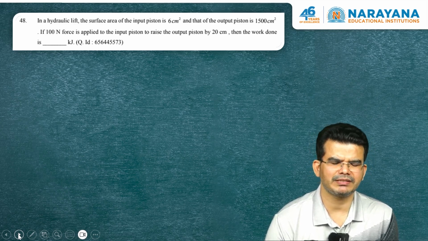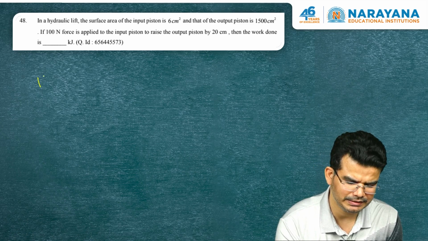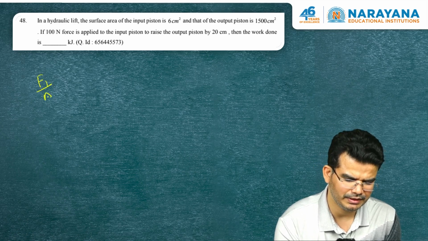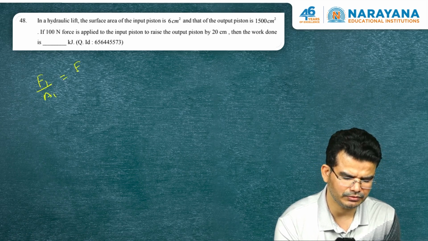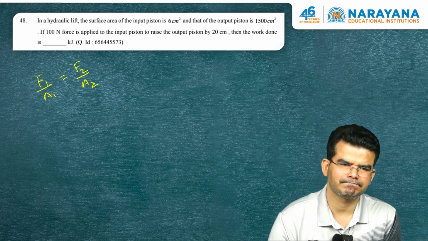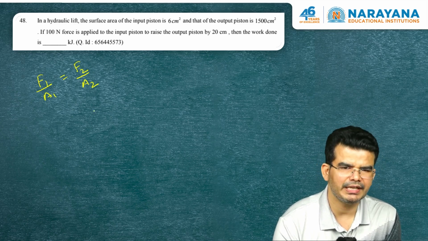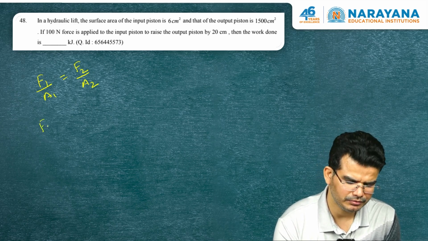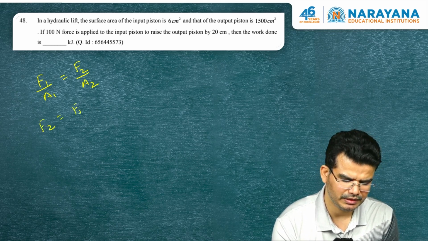This is a simple Pascal law application, and what it says? It says F1 by A1 is equal to F2 by A2. Pressure gets transferred from one point to another point without any change. So from here I can calculate F2. So F2 equal to F1 upon A1 times A2.